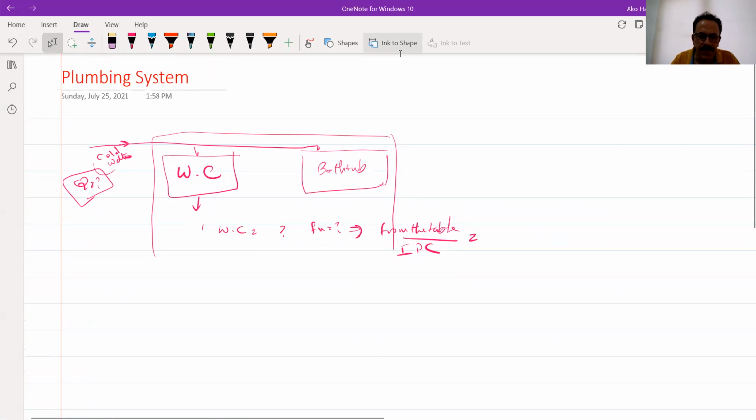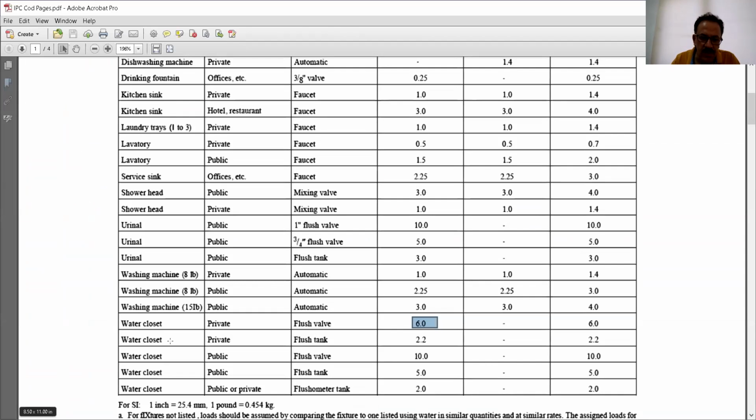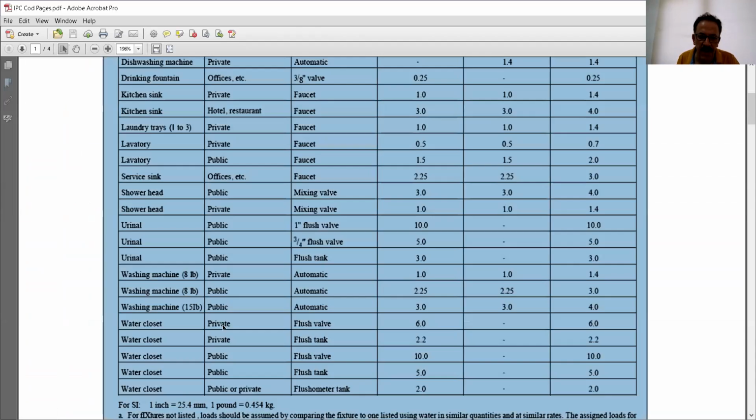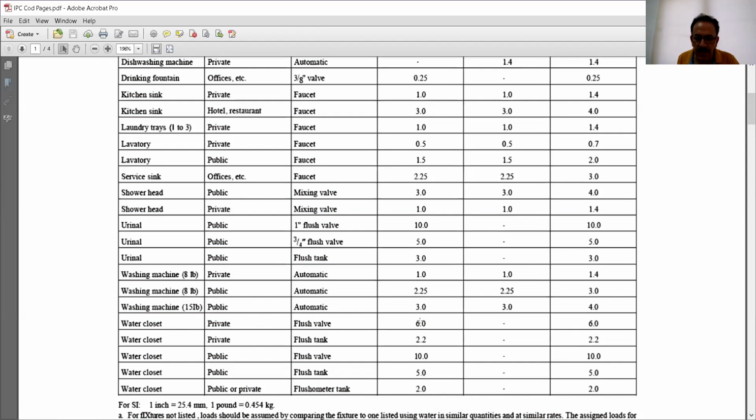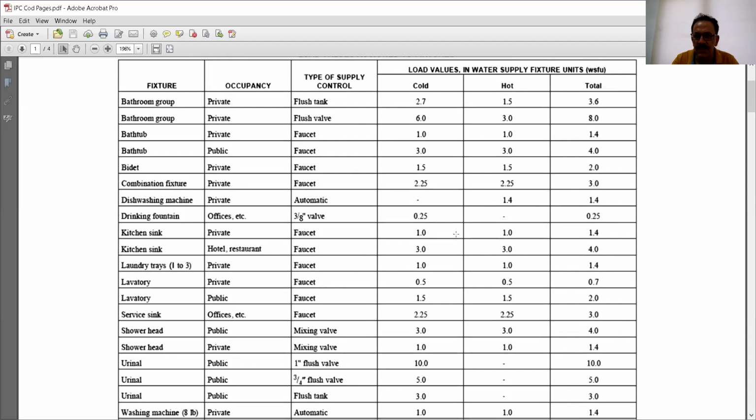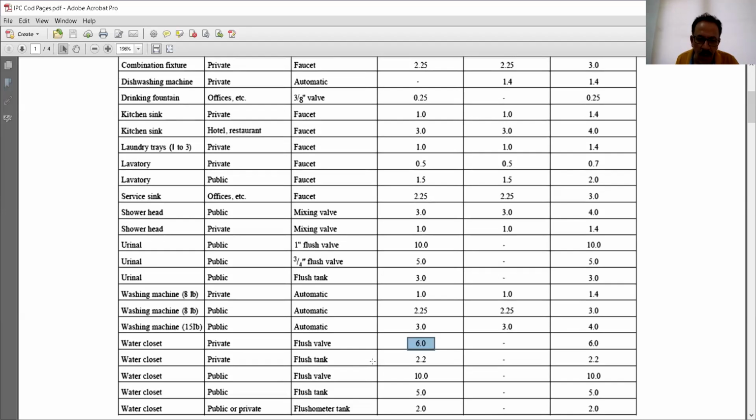Here's the table, and you should find the water closet. So the water closet I'm using, for what? For the private one, so it will be 6 fixture units. Why? It's for cold water. This is the load, the water supply fixture unit. Now you can see there's another one, also a water closet, but private, with a flush tank. So we have 2 types of water closet. One is called flush tank, one is called flush valve.